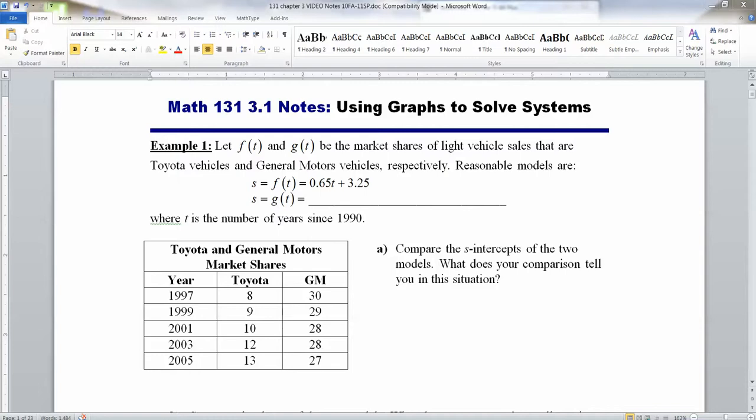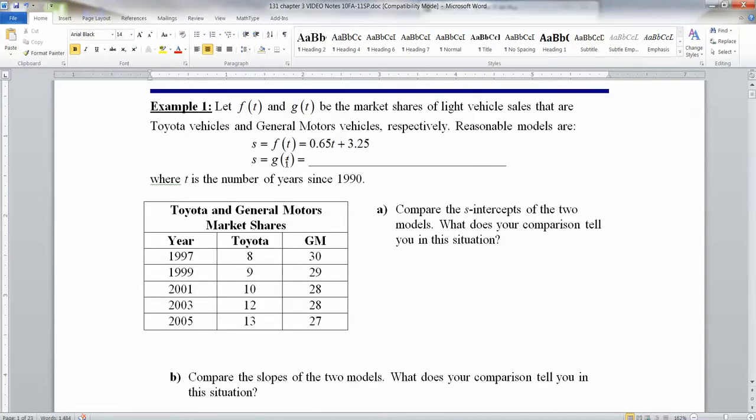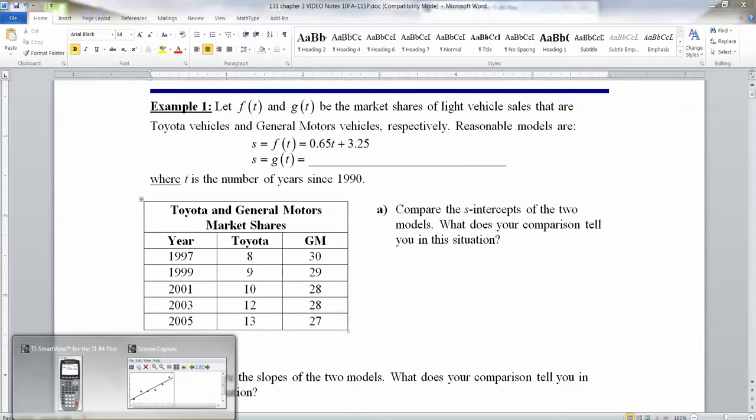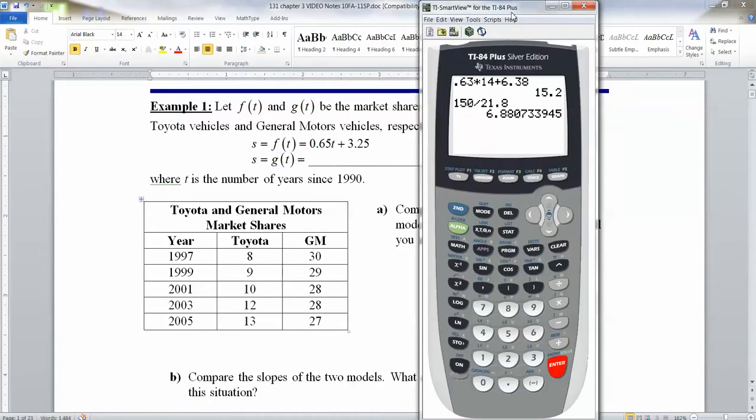I'm going to teach you some techniques here that are going to come in really handy throughout the rest of the course. But first thing we want to do is look at our data set. So F of t and G of t are the market shares of light vehicle sales that are Toyota vehicles and General Motors vehicles respectively. Reasonable models are, and then we've got to find the models. Okay, so we're missing one and I found the other, but I'm actually going to show you how to do both. Let me pull up my calculator here.